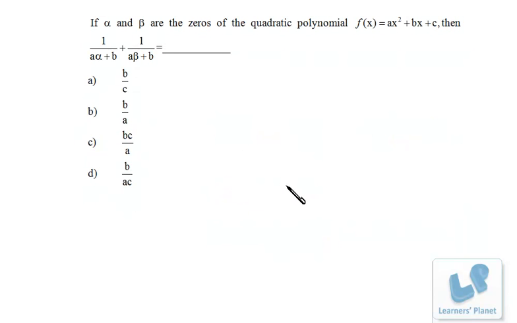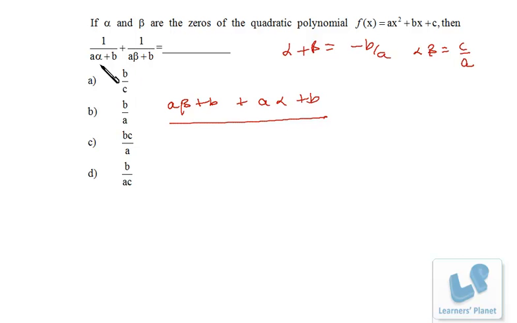Now, similarly in this question we have to find out the value of this expression. Further, alpha plus beta we know. For this expression, alpha plus beta is minus b by a and alpha beta is equal to c by a, right? Now take the LCM of this. It's a beta plus b plus a alpha plus b, then a square alpha beta plus ab beta plus ab alpha plus b square, right?